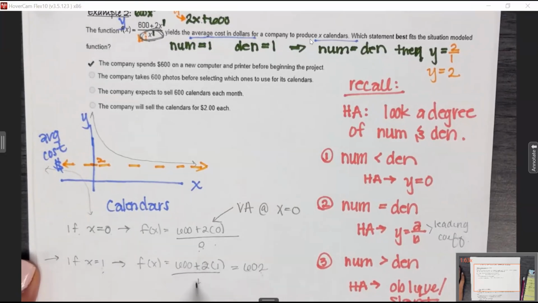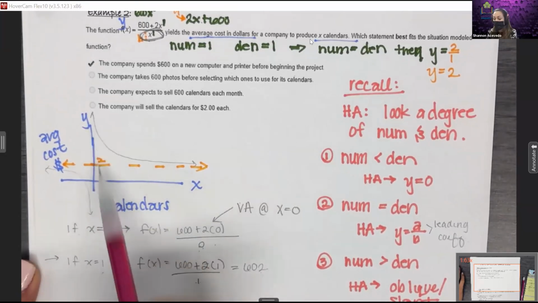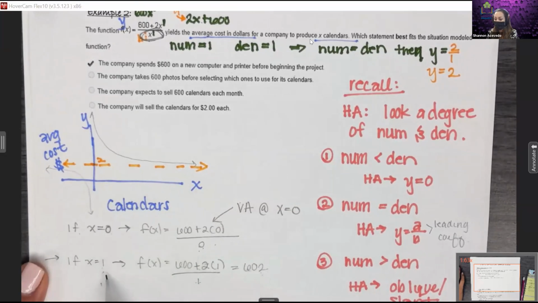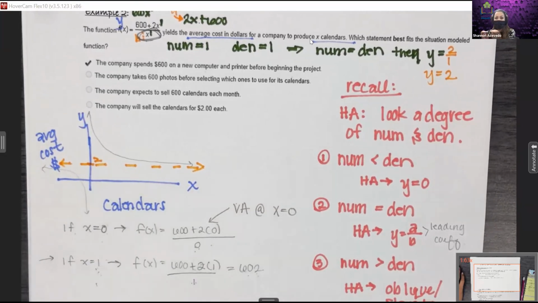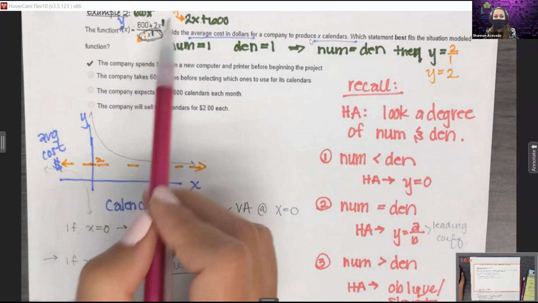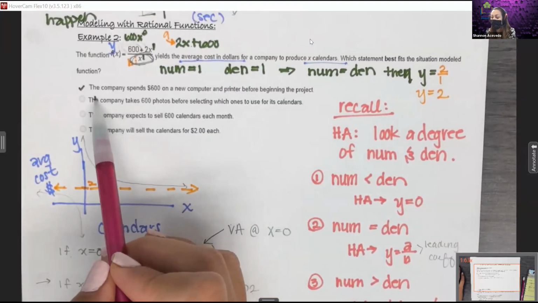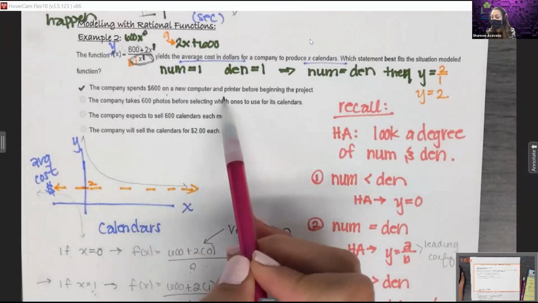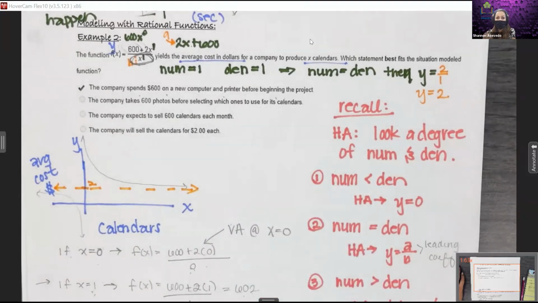Yes, ma'am. Okay, so here's where we were, if we're at 0 versus 1. This is one calendar that's going to give us 602. We're talking about not one calendar, but in between here, because we're not getting a full calendar out. So it says, what do we need to spend? Well, this is our starting cost, and this is the number of calendars. So you can see that the company spent $600 on a new computer and printer before the project begins.